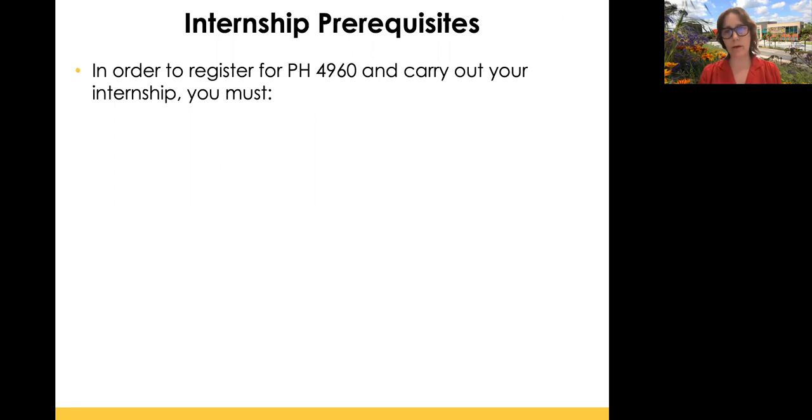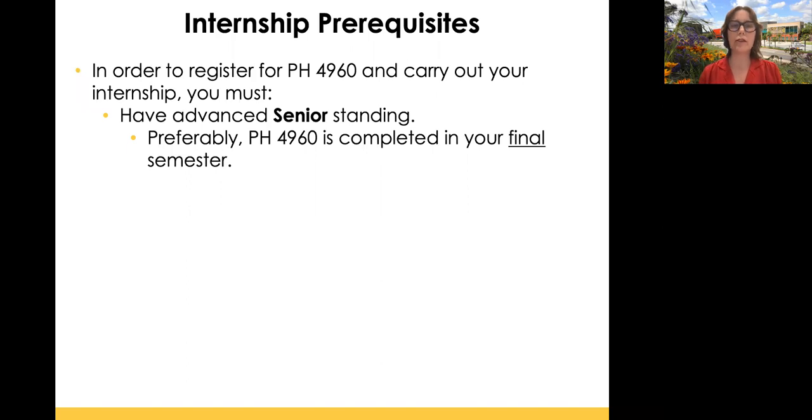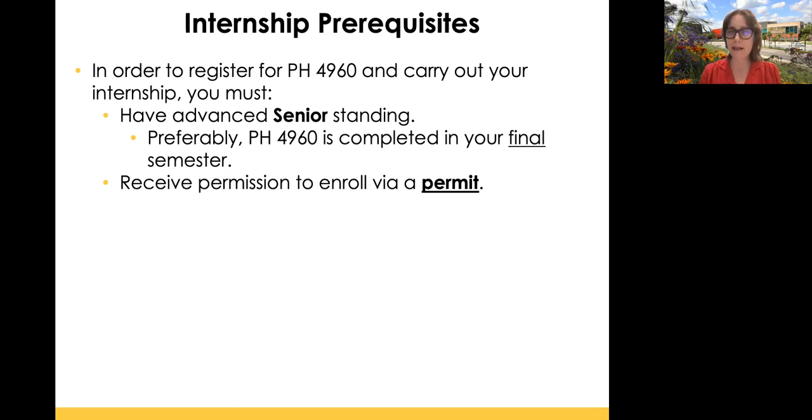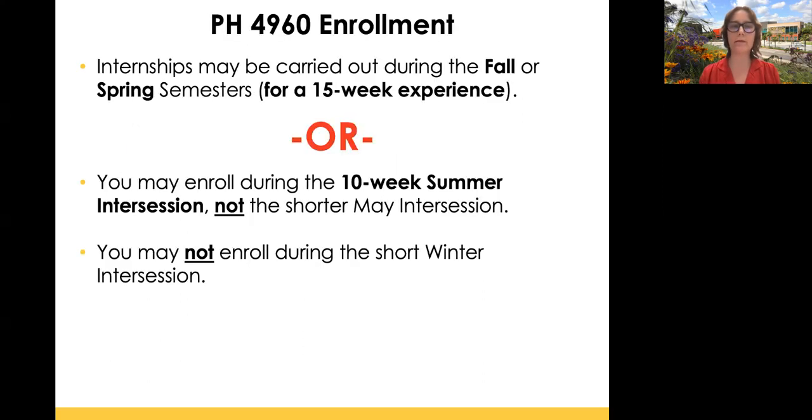Now, who is eligible for PH 4960? In order to receive a permit, you must be an advanced senior standing. What that means is that you have completed most of your public health coursework and are a senior in public health. However, we strongly, highly encourage you to complete PH 4960 in your final semester in the program. There are exceptions, but we really hope you'll do it as your final semester in college. Again, as I mentioned, you'll need to receive permission to enroll via obtaining a permit from me.